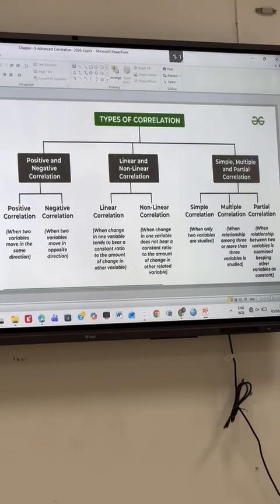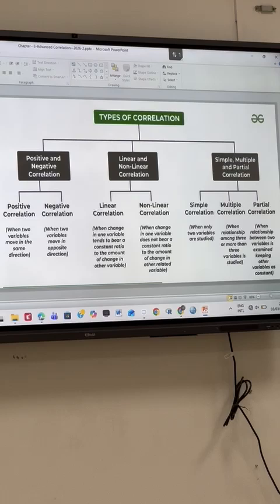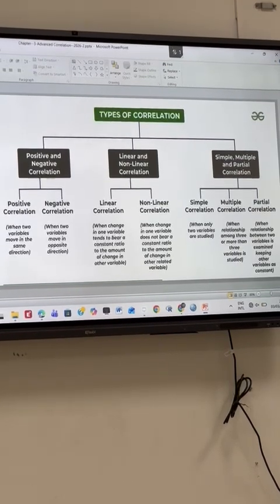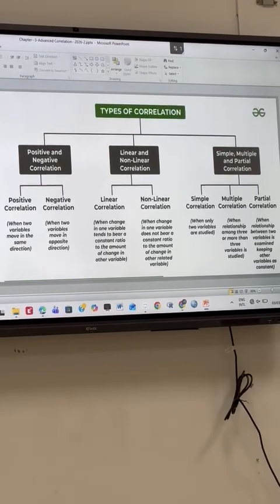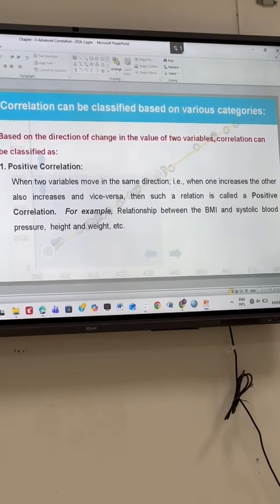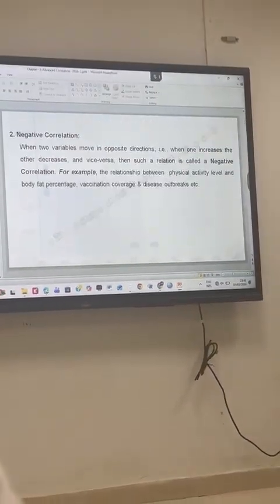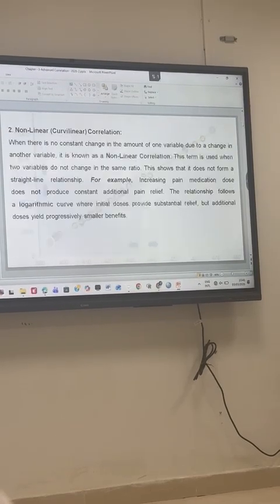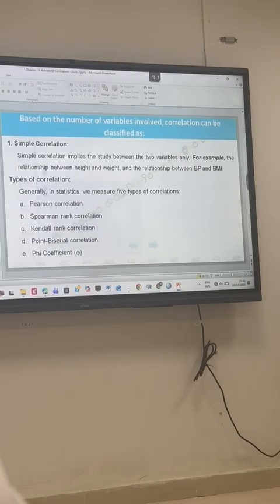Now linear and non-linear. If the relationship between the two variables shows a straight line, this is a linear relationship, no change. If the relationship between the two variables is not a straight line, this is curvilinear. Okay? Linear, non-linear, curve line.